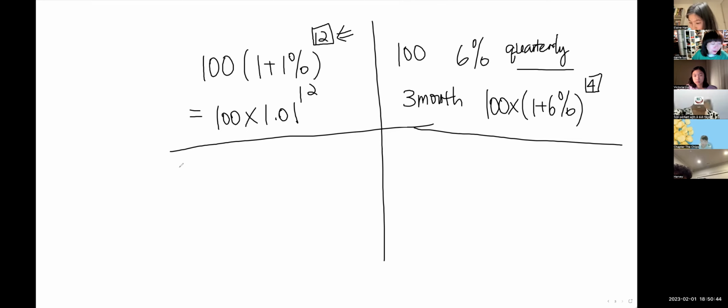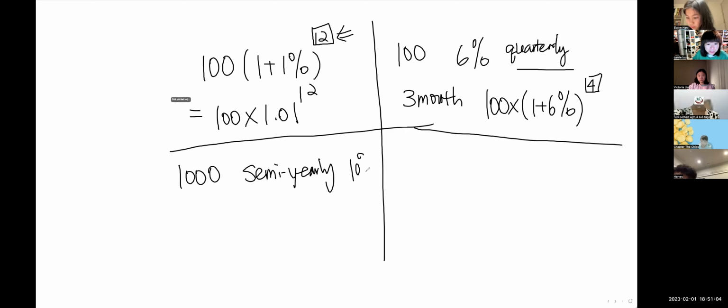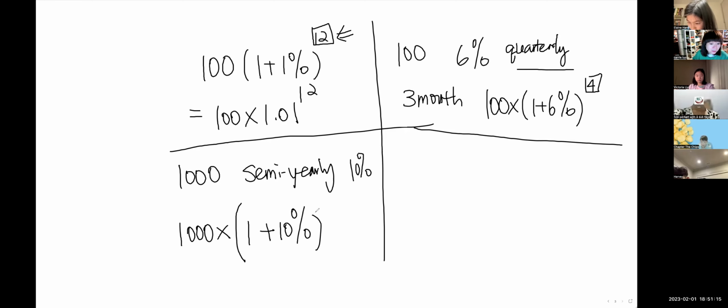Okay, so now if I'm giving Chapter $1,000, and I promise to give him semi-yearly. So what does semi-yearly mean? Every 6 months. 6 months, very good. So the rate is 10%. Wow, that's good. So after 1 year, how much money will Chapter have? So 1,000 times 1 plus 10%. So what is the number?